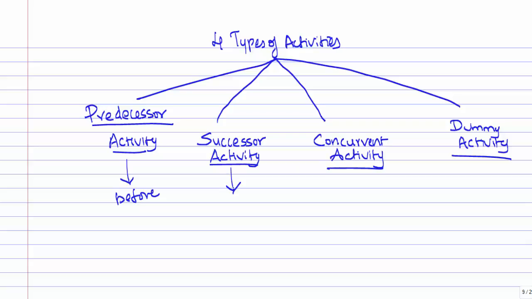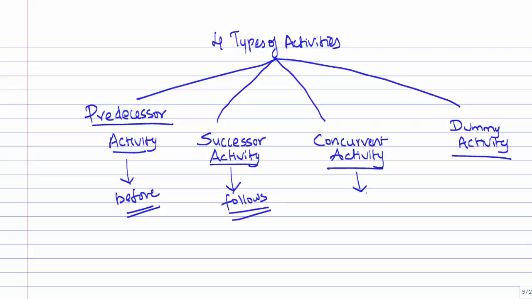Then you have the second one, the successor activity. This is the activity or activities which follow another activity immediately without any intervening activities. Okay, so it follows. Here the focus is on immediately preceding, right? A predecessor activity is an activity which immediately comes before another activity, whereas a successor activity follows another activity without any intervening activity.